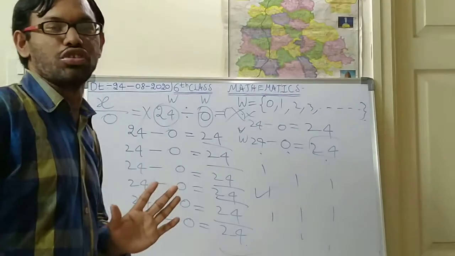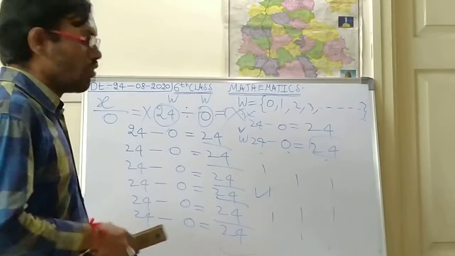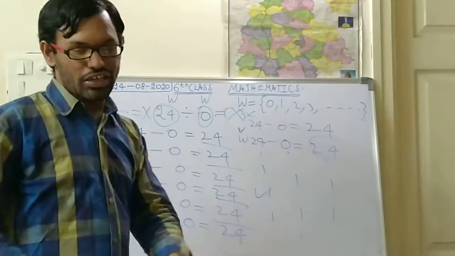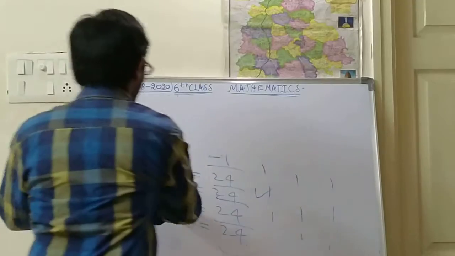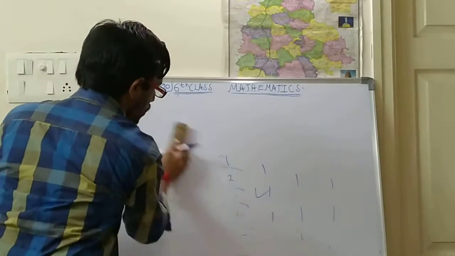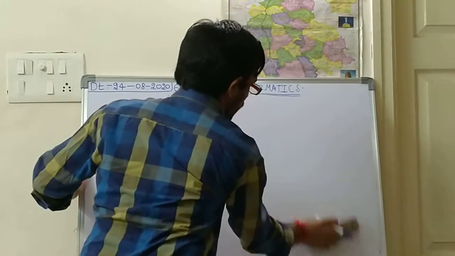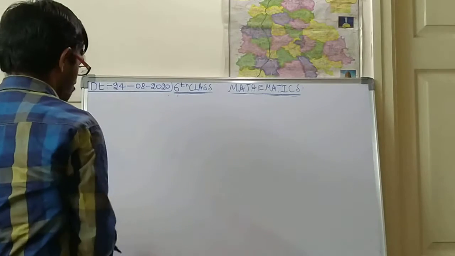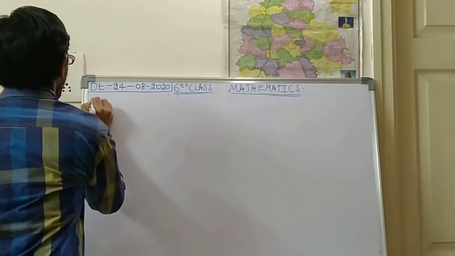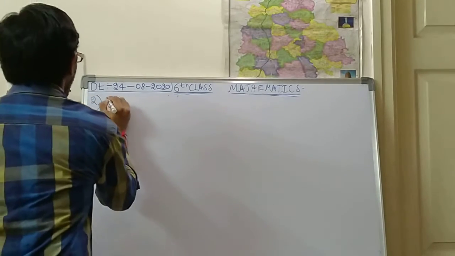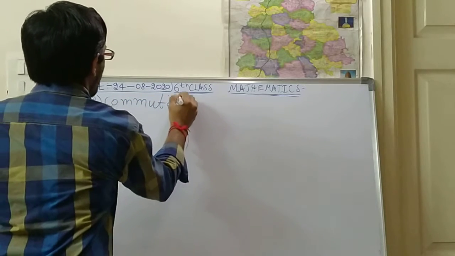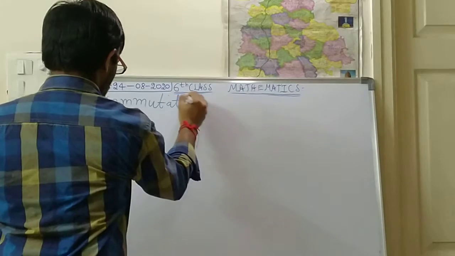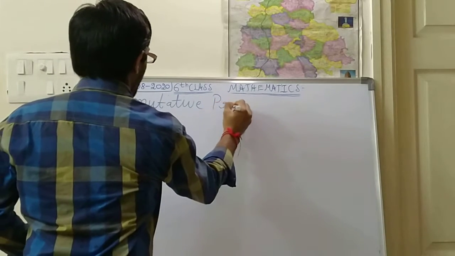So this is about the division by 0. I think you have understood now. Okay, children, now we shall go with the next property. The second property is the commutative property.